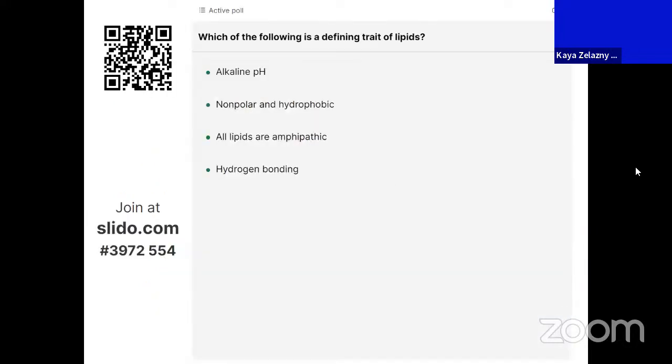So our third topic is going to be the breakdown of lipids. So we're going to think about digesting and absorbing lipids. So let's remember why we group lipids together as one group in the first place. So what's a defining characteristic of lipids? We're recalling way back to A&P 1 or maybe even to some of your prerequisite courses.